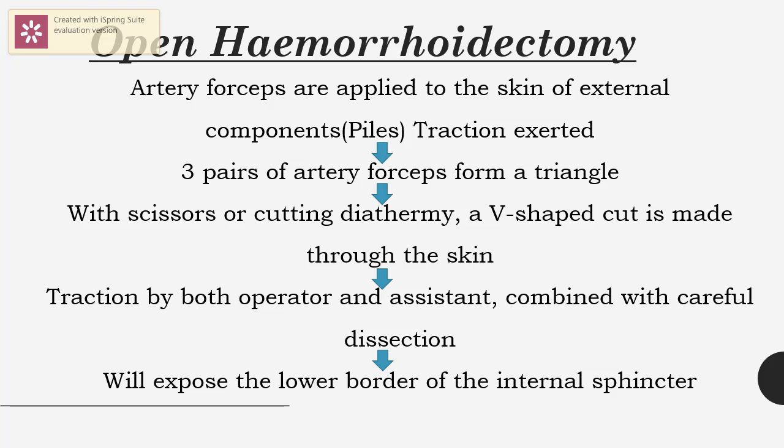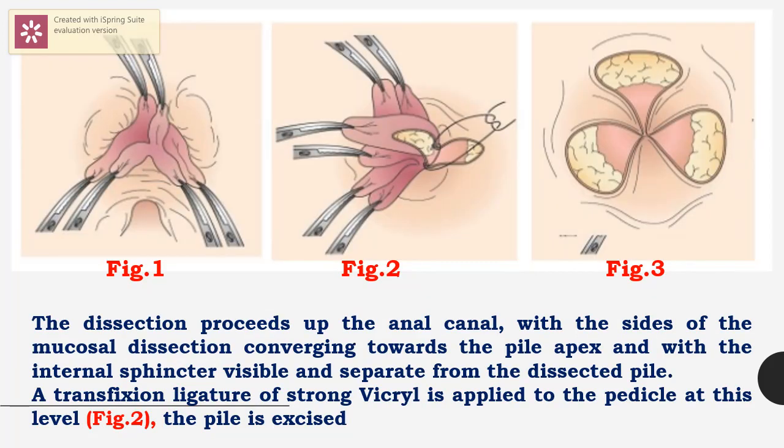And traction is applied by both the operator and the assistant, and with combined careful dissection is done, which will then expose the lower border of the internal sphincter. As you can see in the figure, the triangle shape is formed by using artery forceps. Then the dissection proceeds up the anal canal with the sides of the mucosal dissection converging towards the pile apex and with the internal sphincter visible and separate from the dissected pile.